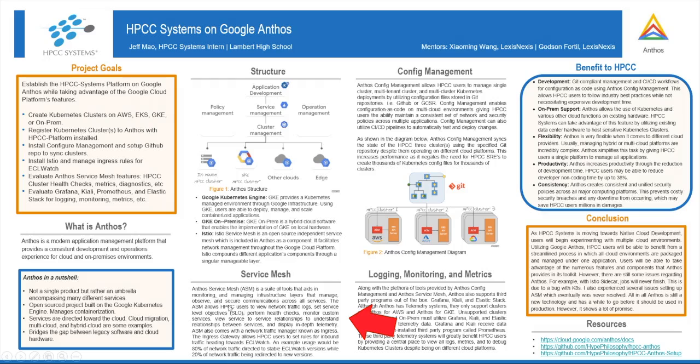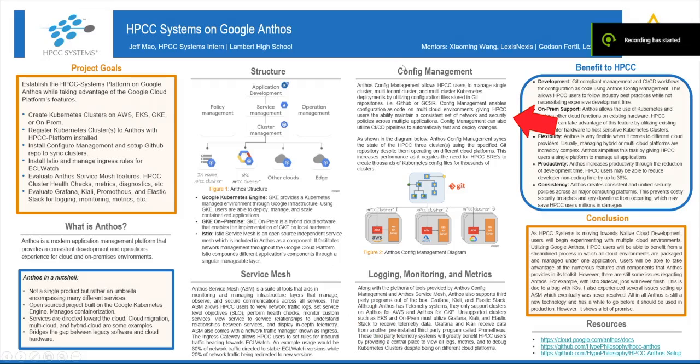The Anthos Service Mesh is basically a suite of tools that aid in monitoring and managing your clusters. ASM comes with a network traffic manager known as Ingress. The Ingress Gateway allows HPCC users to set rules for inbound traffic. This can be used on traffic headed towards ECL Watch. An example of this would be directing 80% of network requests to a stable version of ECL Watch, while 20% of network requests get directed to a new release of ECL Watch.